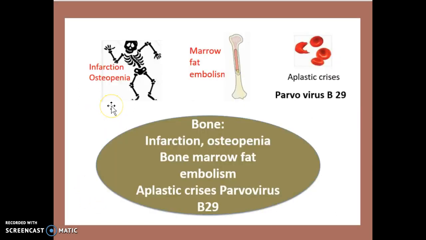So yeah, again, just a little recap of the bone because it is a very long one. You will have an infarction and osteopenia, the bone marrow or fat embolism, aplastic crisis, and parvovirus B19. So the bone again: infarction, osteopenia, bone marrow, fat embolism, aplastic crisis, parvovirus B19.